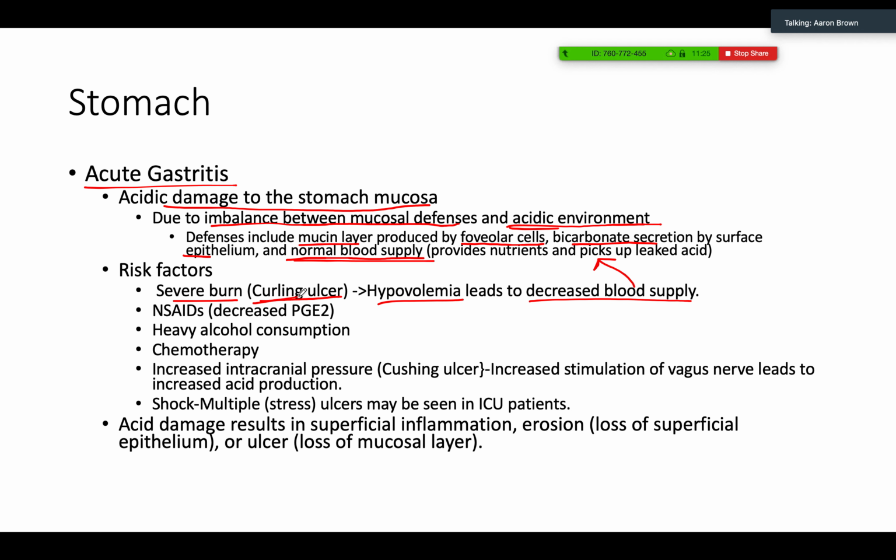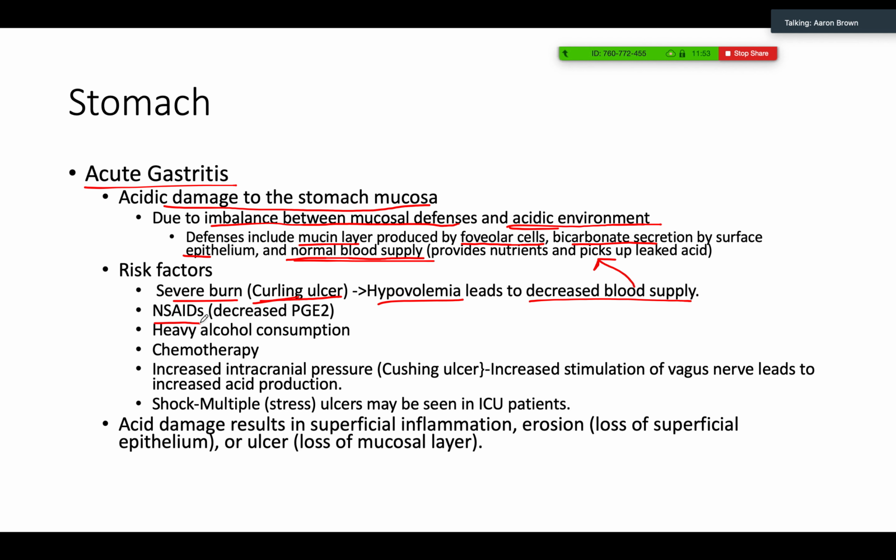This is called a curling ulcer. The guy that discovered it, his name was something Curling. But the way that it helps me remember this is I think of a curling iron. Right? From a curling iron, you can get a burn. I don't need a curling iron, obviously. But my understanding is from a curling iron, you can get a burn. Burn makes me think of severe burn, makes me think of this severe burn leading to gastritis. Okay.